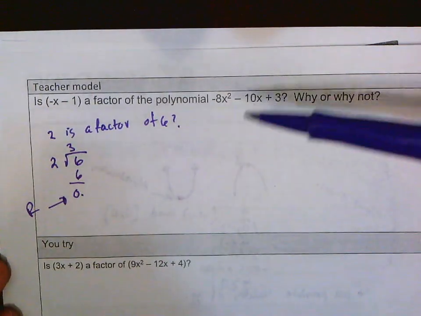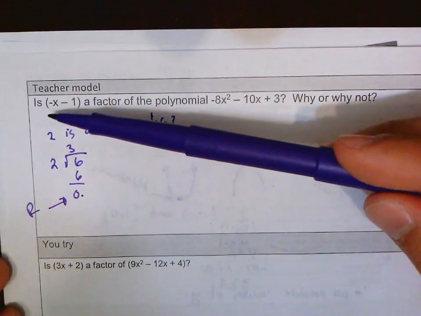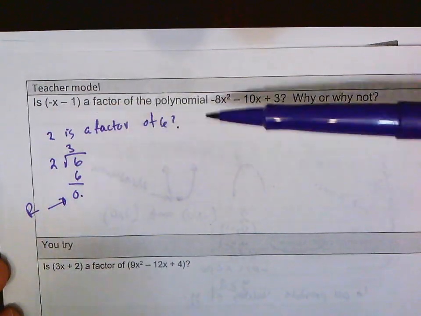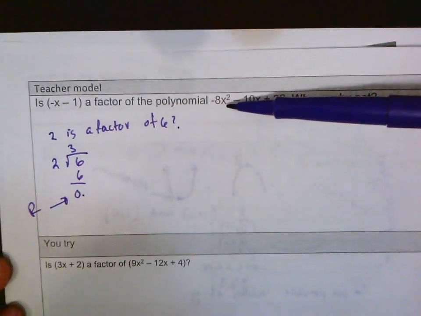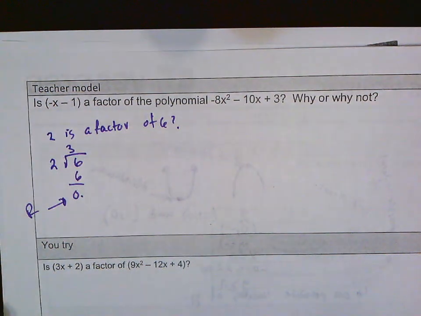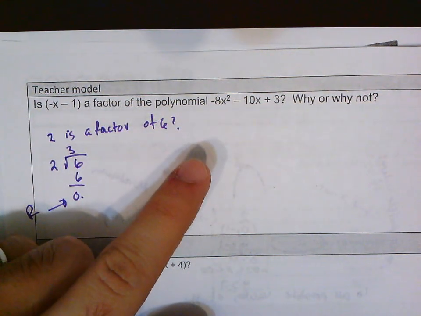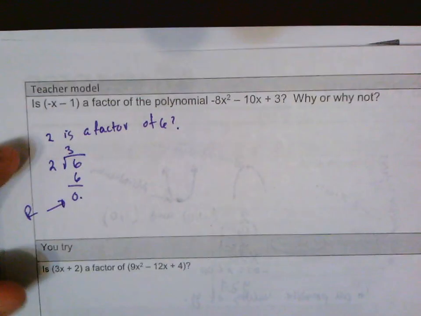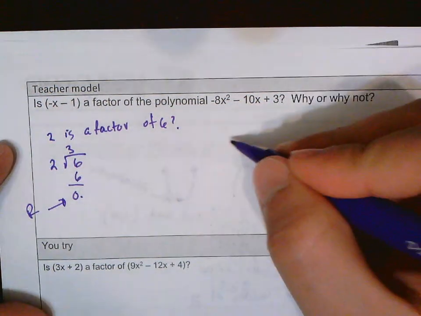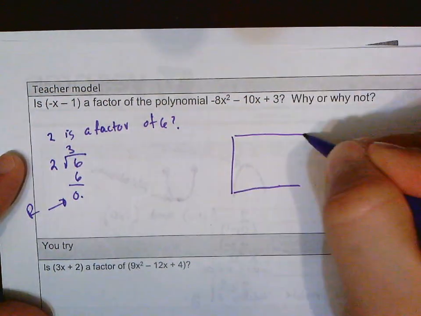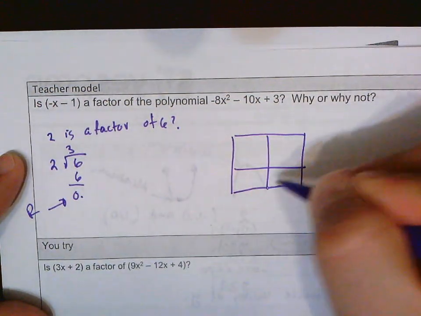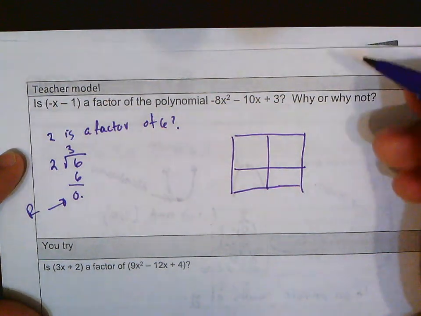We can do the exact same thing in order to figure out if negative x minus 1 is a factor of negative 8x squared minus 10x plus 3. So I'm going to divide negative 8x squared minus 10x plus 3 by negative x minus 1. In order to do that, we use something that's called the box method.